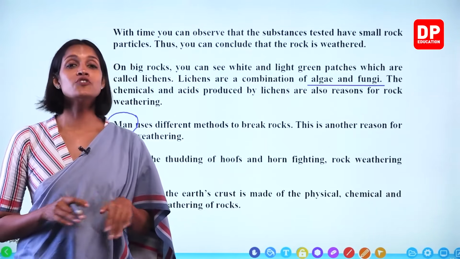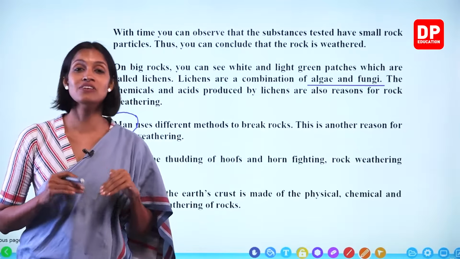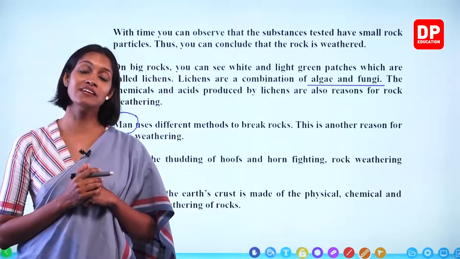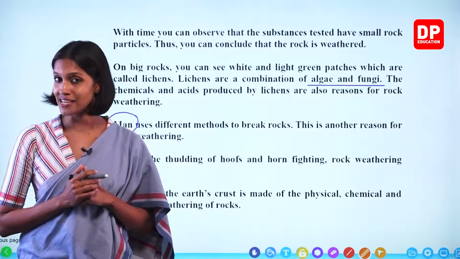So we have completed this chapter as well. In this chapter, we learned about rock weathering and the factors affecting rock weathering. In the next chapter, we are going to learn about the rock cycle.